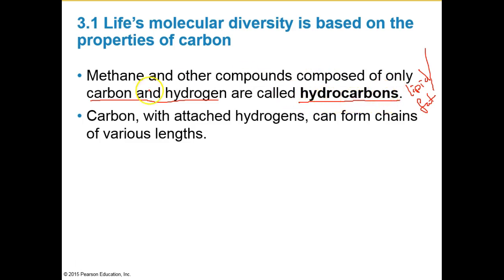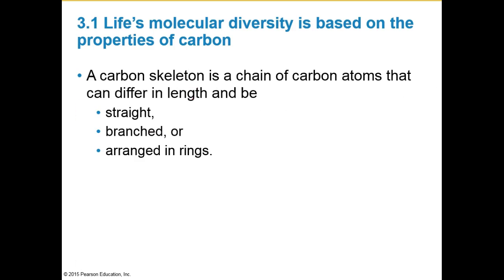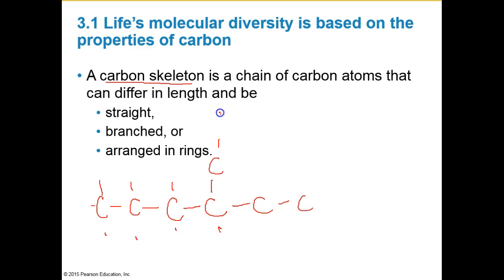It's tricky. So carbon with attached hydrogens can form chains in all kinds of crazy lengths. A carbon skeleton is what we would call it, a chain of carbon atoms that can differ in length and be straight, branched, or arranged in rings. So carbon can form these little connections, and it can be in a straight line with, you have to imagine, hydrogens all in these other places, but it can also branch out, so we could get a carbon here and a carbon here, and so now I've got a branch.